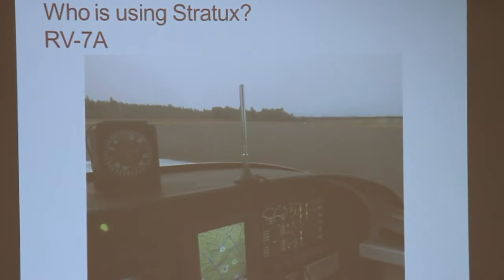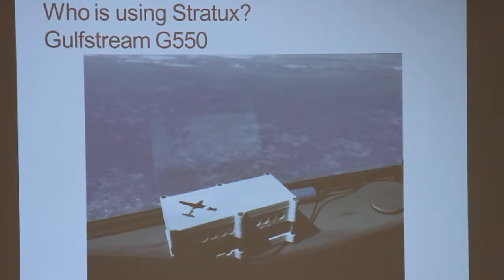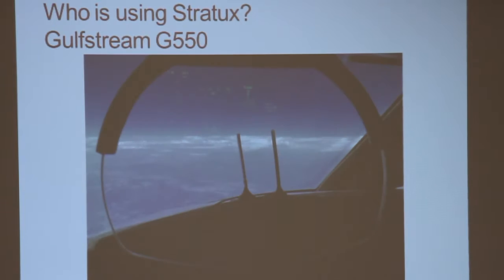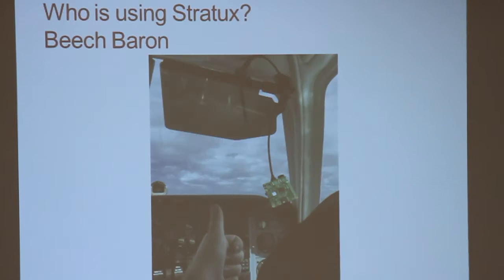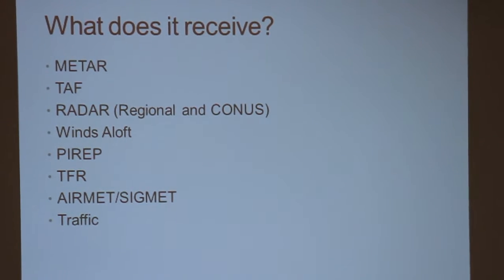Here are some examples. An RV7, I've got a Beech Baron, a Gulfstream. This is my favorite, the Gulfstream. Behind the heads-up display, it has these two antennas. That's another Beech Baron.